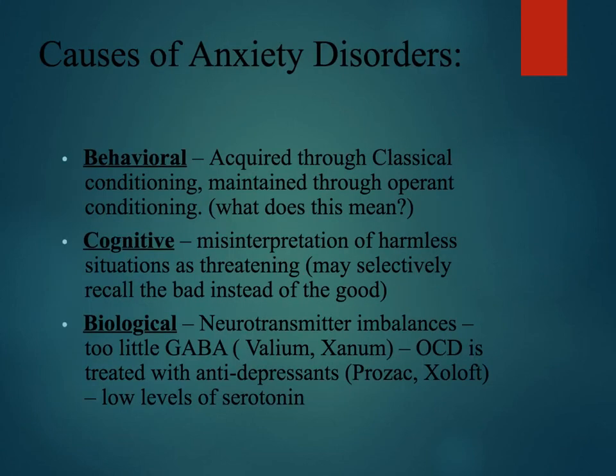So what are causes of anxiety disorder? Through the behavioral perspective, they're acquired through classical conditioning and maintained through operant conditioning. What does this mean? Be ready for the test. According to the cognitive perspective, misinterpretation of harmless situations as threatening may selectively recall the bad instead of the good. And in biological perspective, neurotransmitter imbalances can lead to anxiety disorders. There might be too little GABA. OCD is treated with antidepressants like Prozac or other SSRIs. And that concludes our discussion of anxiety.